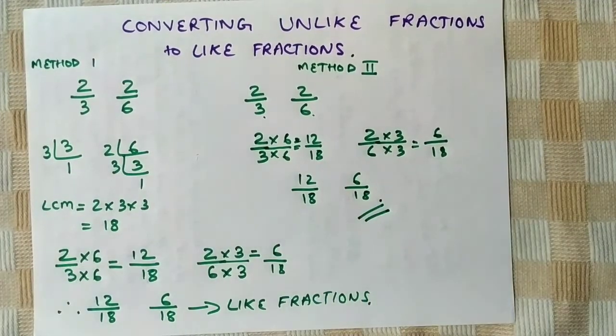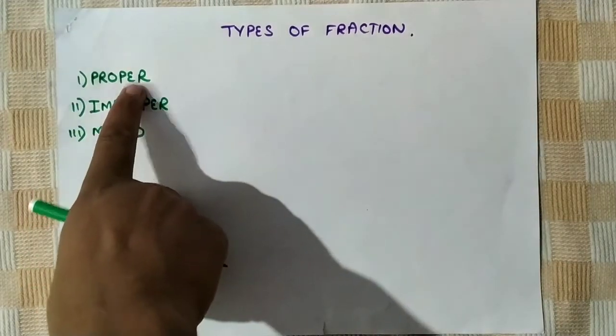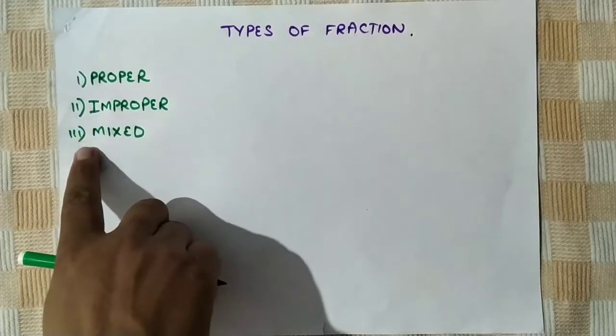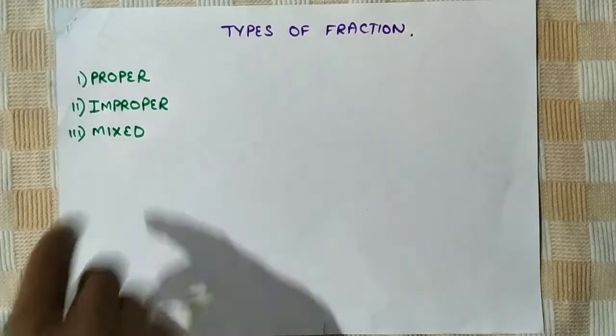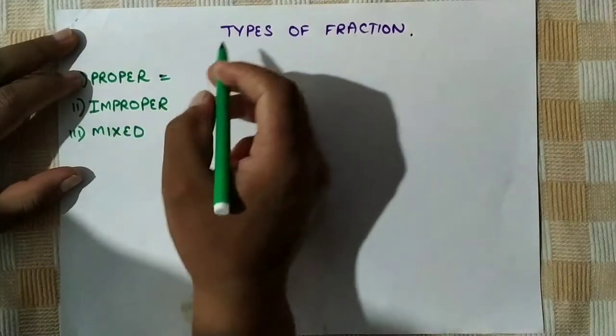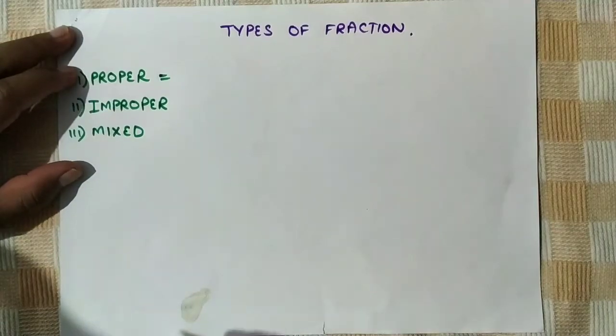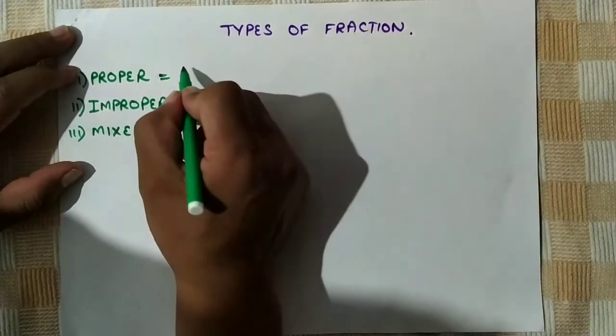So this is how you can convert unlike fractions into like fractions. Another types of fractions are, number 1 is proper fractions, number 2 is improper fractions, and number 3 is mixed fractions. So number 1, what do you mean by proper fraction? Whenever the denominator is bigger than the numerator, it is known as proper fractions.